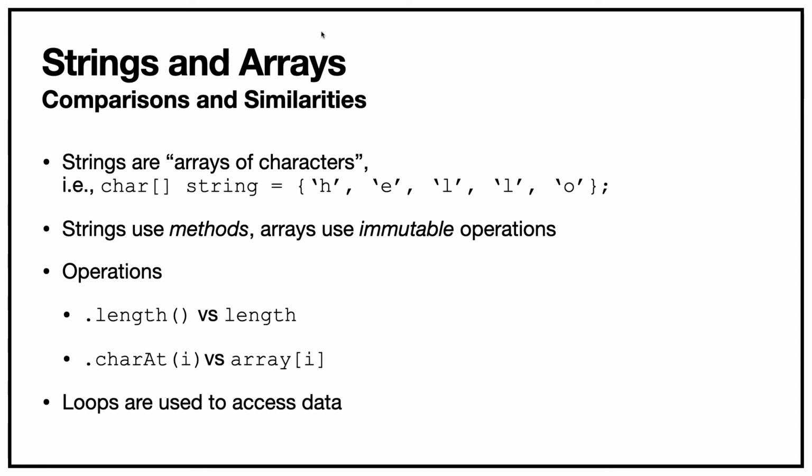Remember, strings use methods. In arrays, we use immutable operations, which means that you cannot change those operations. Operations like .length, that's a method that you can have in a string, but we can use this immutable operation called length without the parentheses in an array. We also can use the method .charAt(i) in a string, versus what we can use in an array, which is square bracket i to access that information. Again, loops can help to access this information.